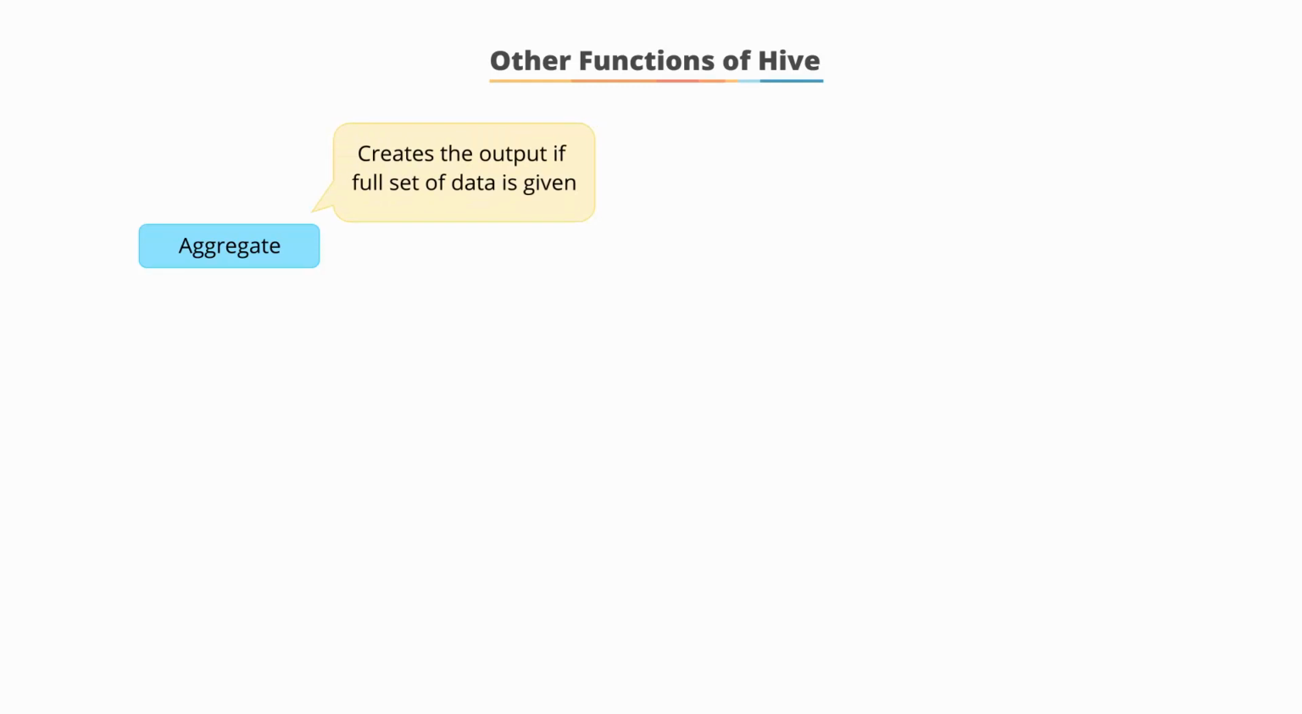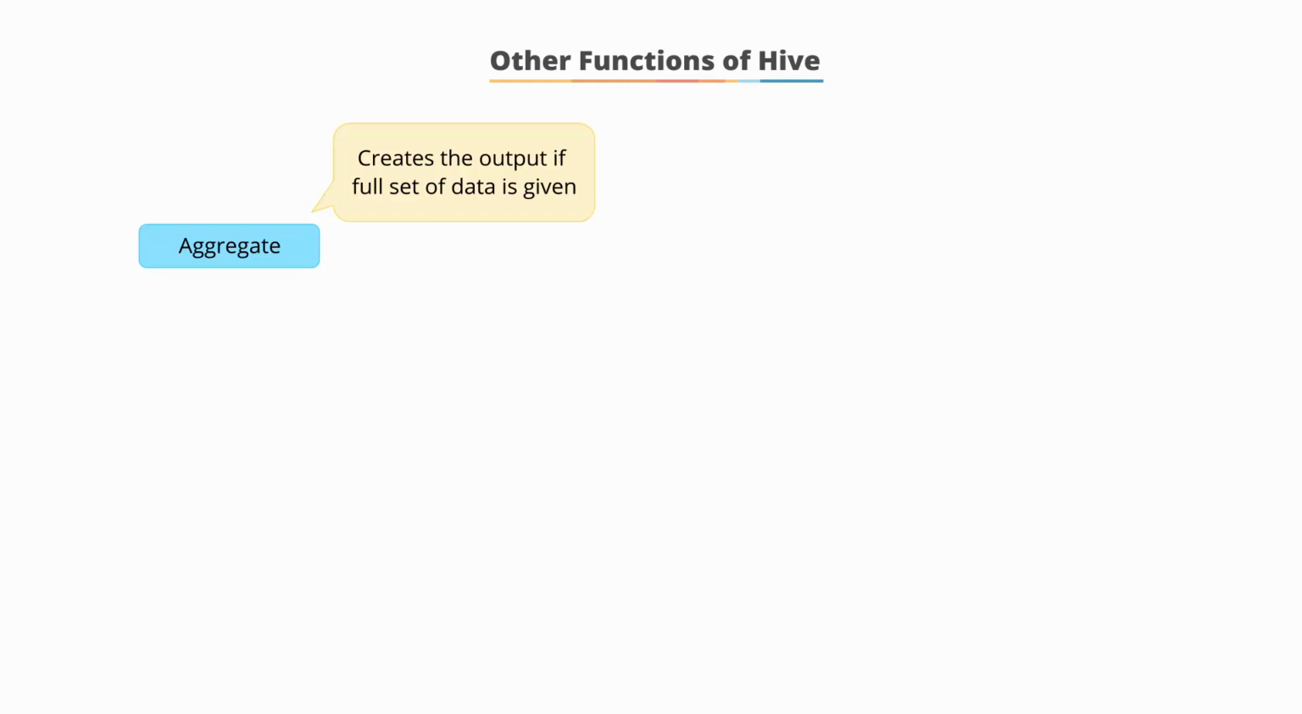Let's take a look at some of the other functions in Hive, such as the aggregate function and the table generating function. Aggregate functions create the output if the full set of data is given. The implementation of these functions is very complex compared with that of the UDF. The user should implement a few more methods, however. The format is similar to UDF. Therefore, Hive provides many built-in user-defined aggregate functions, or UDAF.